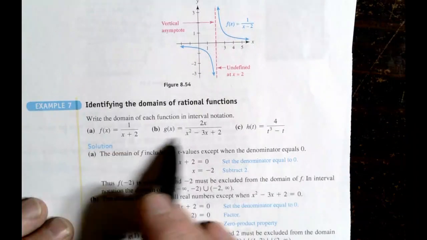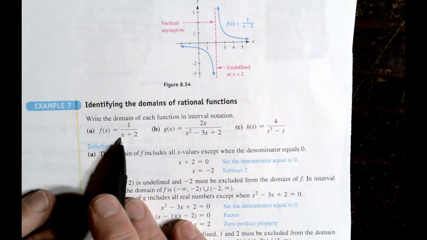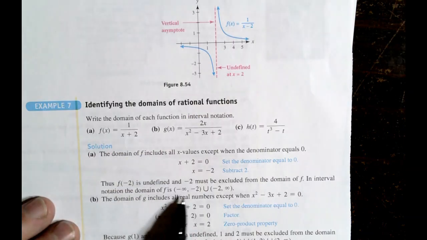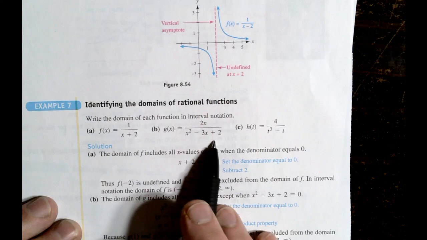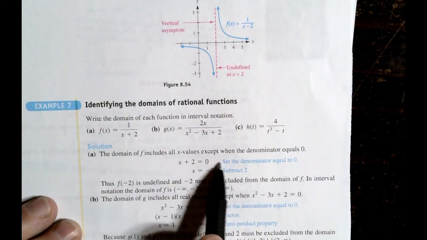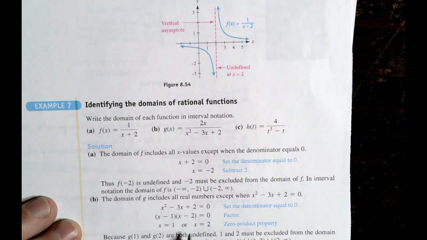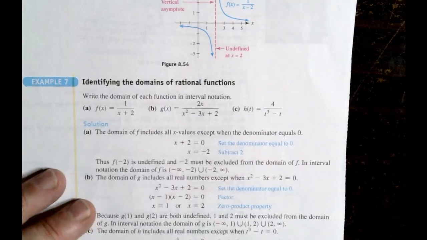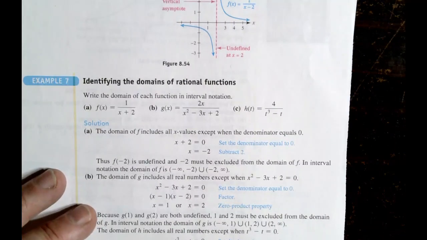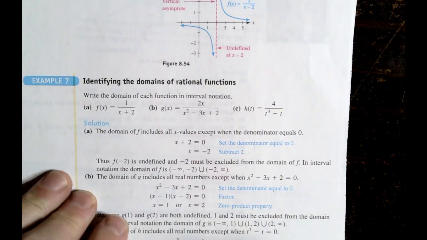Alright, so write the domain for each one of these. So this guy is going to be everything but negative 2. So your domain is minus infinity to infinity, throwing out the minus 2. And this one, if you factor the bottom and set it equal to 0, you get 1 and 2. So you got to throw out 1 and 2. And this one, you factor the bottom and set it equal to 0, and you're throwing out 0, 1, and minus 1. So you're throwing out a whole bunch of numbers there.